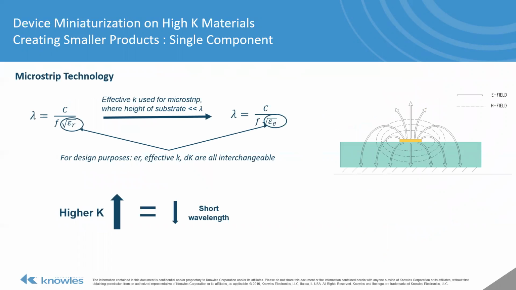Here's a brief overview of microstrip technology and how a higher dielectric constant correlates to a shorter wavelength. For design purposes, epsilon R, Dk, and effective K are all pretty much interchangeable. Some suppliers will provide a design value, and that's the value that's going to be entered into your relative permittivity field in your simulation software. As you can see, effective K is really going to drive your size.